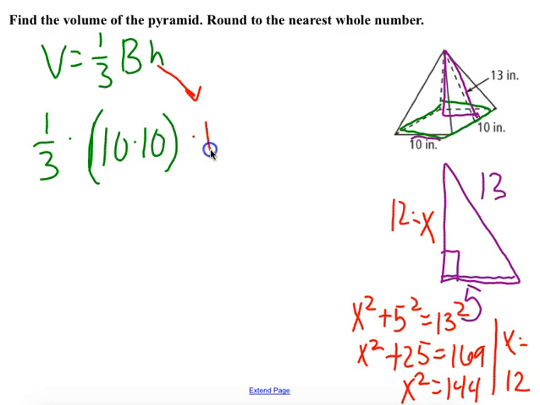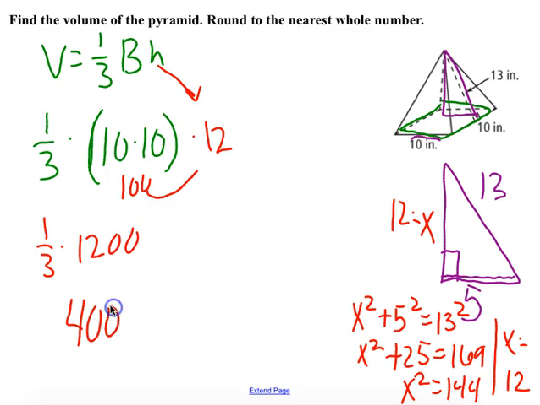So then your height is 12. Now just doing some simplifying here. We're going to leave the 1/3 till the end. 10 times 10 is 100. 100 times 12 is 1200. Dividing by 3, you get 400 inches cubed.